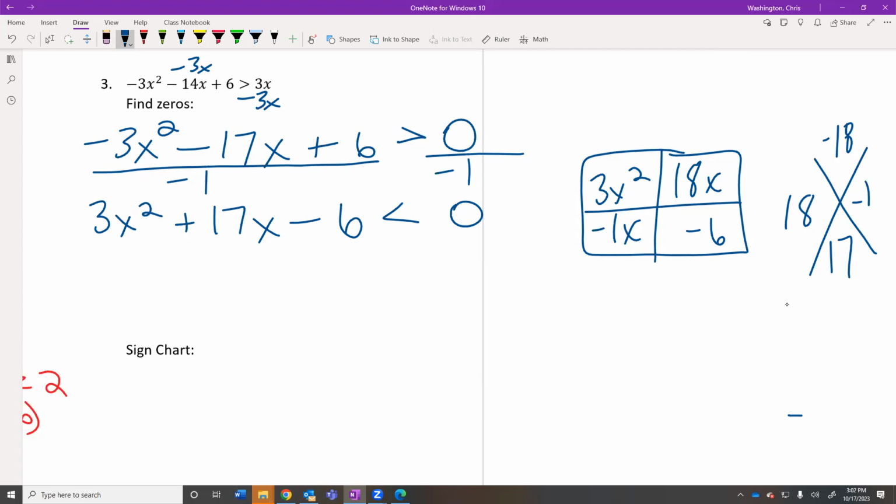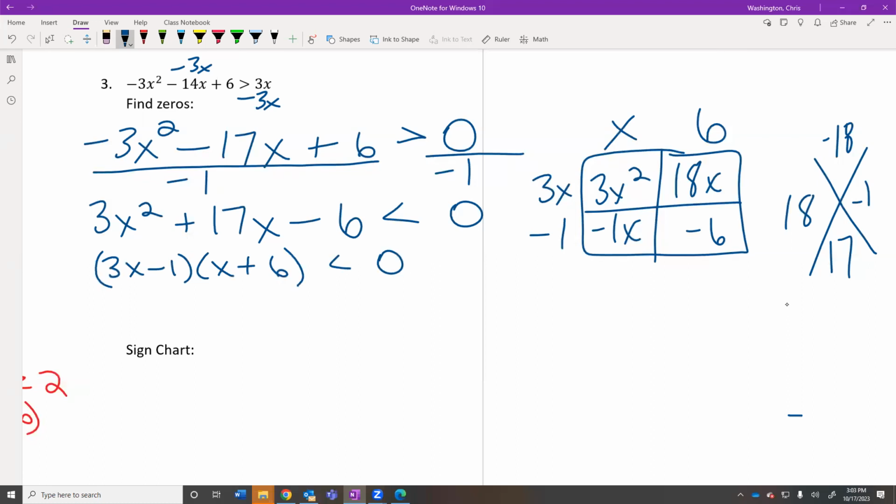So 3x squared and 18x, we can divide by 3x. Negative 1x and negative 6, we can divide by negative 1. 3x squared and negative 1x, we can divide by x. 18x and negative 6, we can divide by 6. So the box method, we did that a lot before fall break. So we get 3x minus 1 times x plus 6 is less than 0.